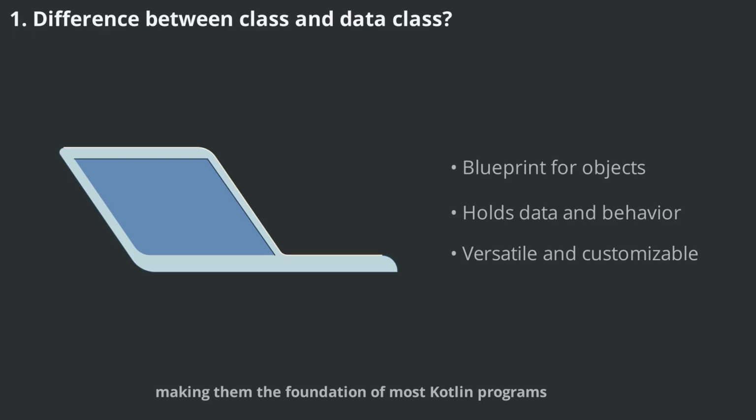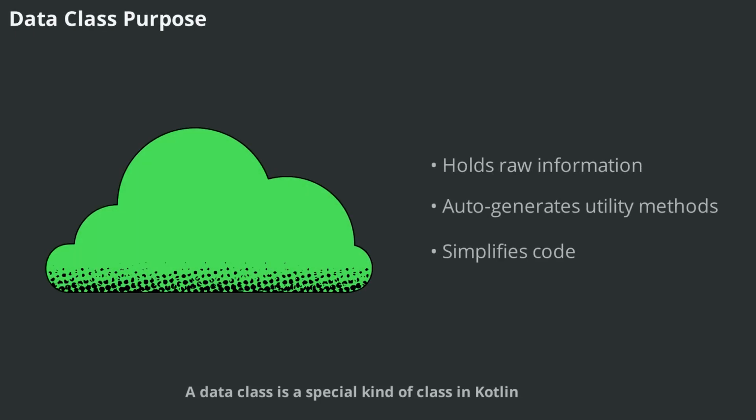A data class is a special kind of class in Kotlin, designed specifically to hold data. Unlike regular classes, data classes focus on storing information rather than defining complex behaviors. Imagine a business card. It simply holds your name, phone number, and email, but doesn't do anything else. When you declare a class as a data class, Kotlin automatically generates useful methods like toString, equals, hashCode, and copy, making your code cleaner and more efficient.